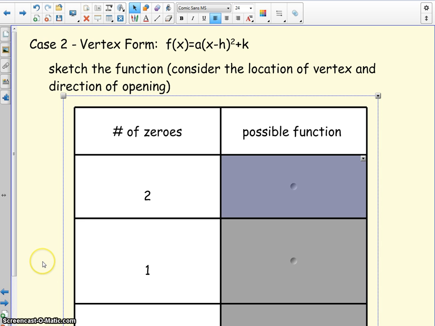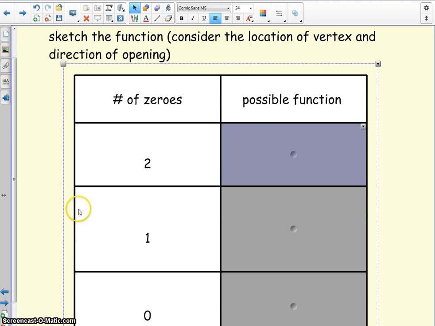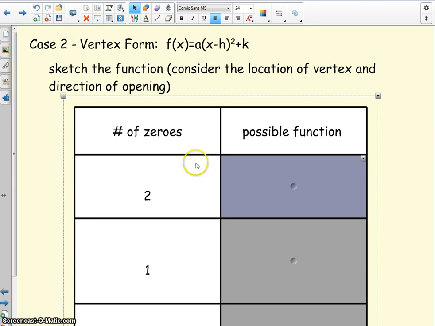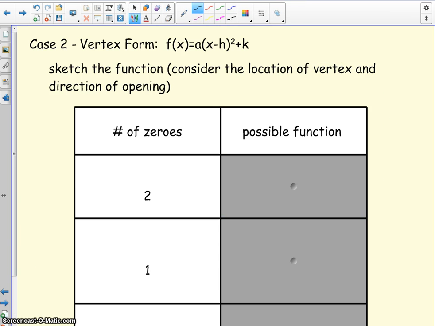Okay, looking at the case for vertex form, well, let's think about what a parabola looks like if it has two zeros. Okay, so in order for it to have two zeros, there are two possible situations. So if these are my axes right here, I can either have a parabola that, if it's opening down, is going to have the vertex above the x-axis, or if it's opening up, we'll have the vertex below the x-axis. These are the only two possibilities to have two x-intercepts.